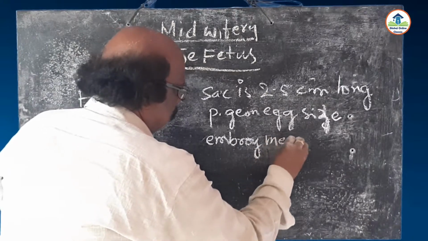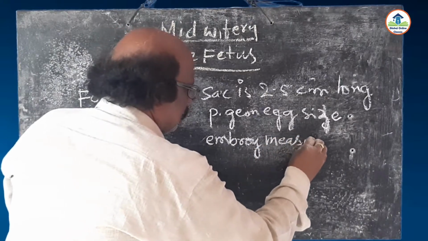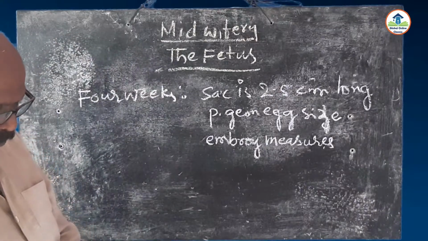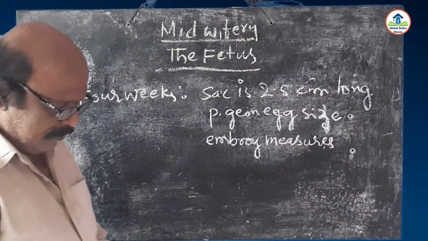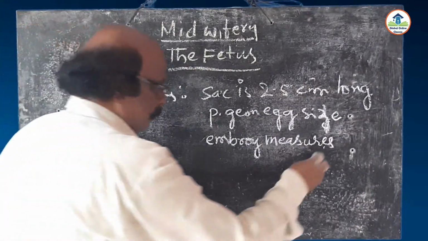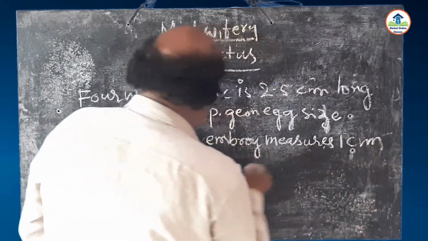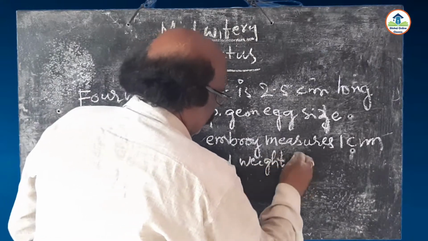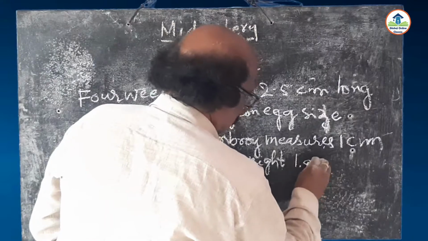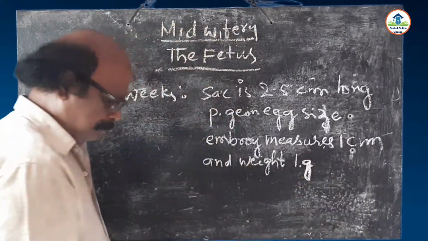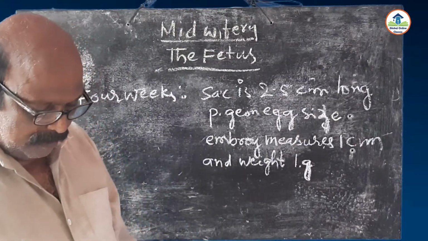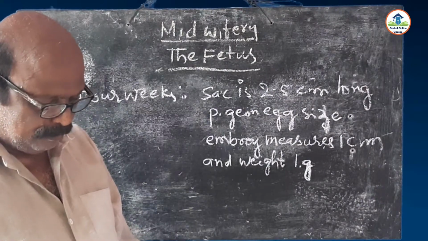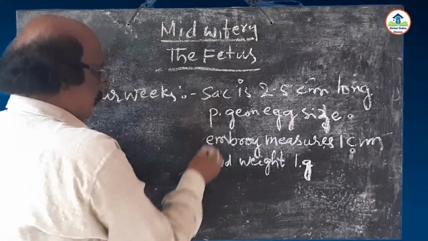If you measure the embryo, it is 1 cm and the weight will be 1 gram. Okay, it is curved like a bean so that the head and tail almost meet.